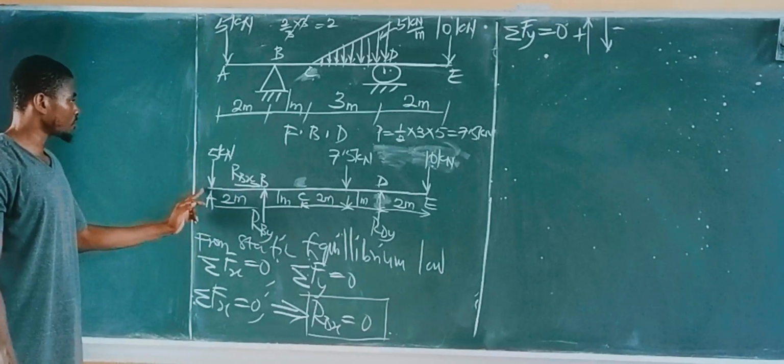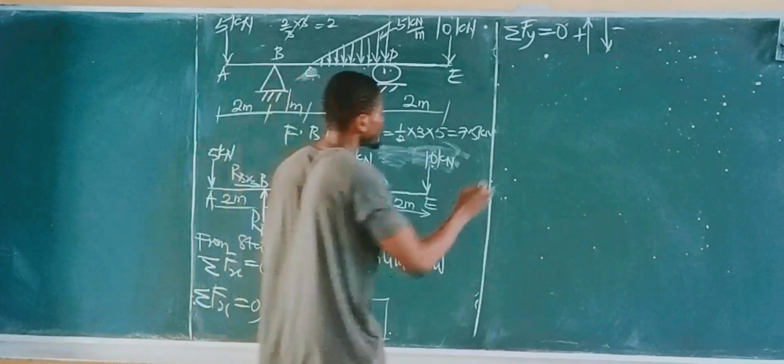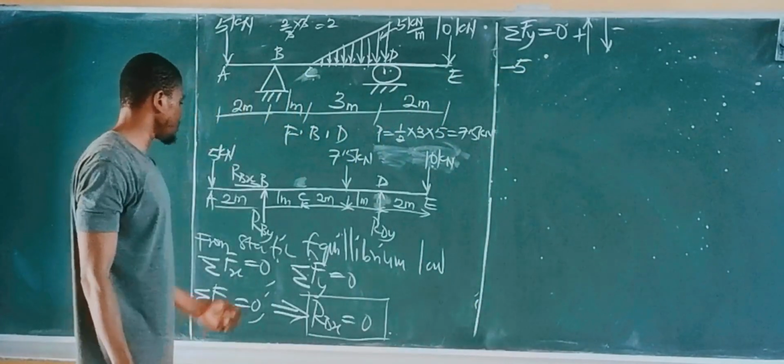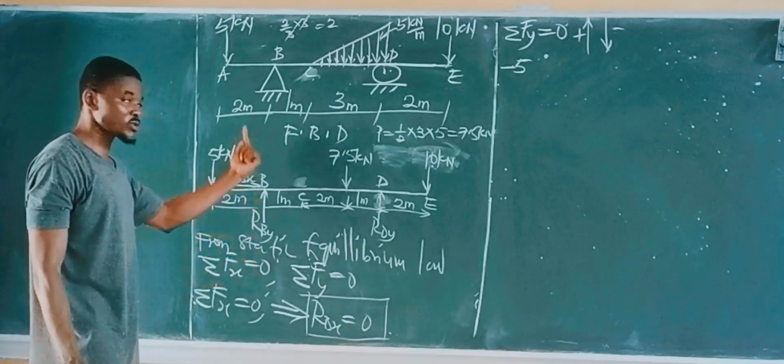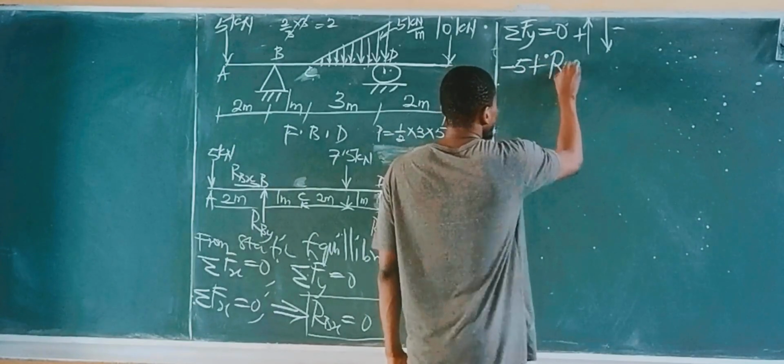We have the 5 kilonewtons force at point A, and this force is acting downwards. So the force is negative. You have minus 5. Moving down to point B, we have RBY pointing upwards. So it's positive. Plus RBY.